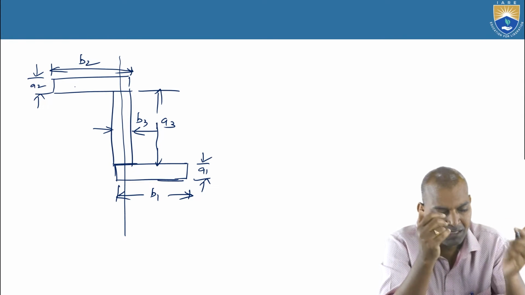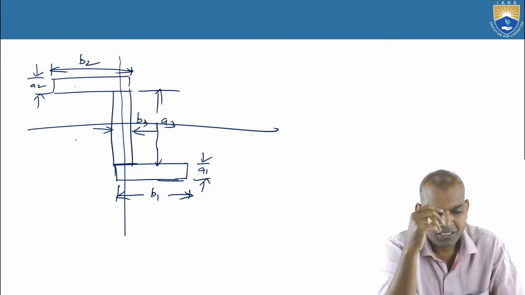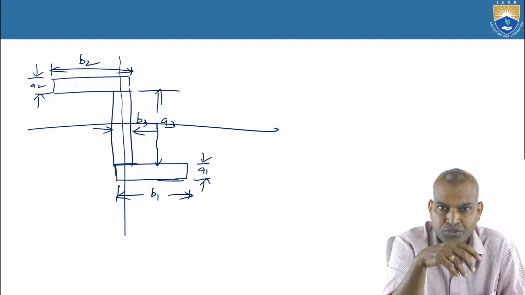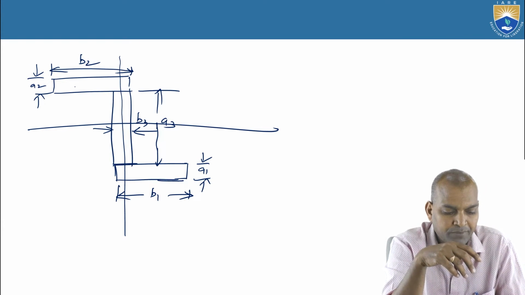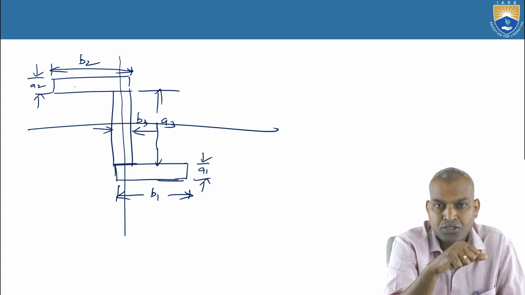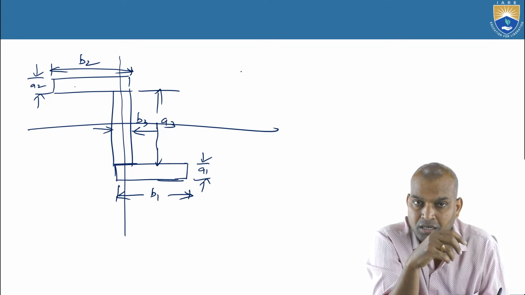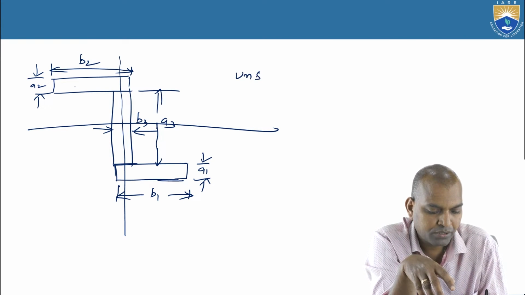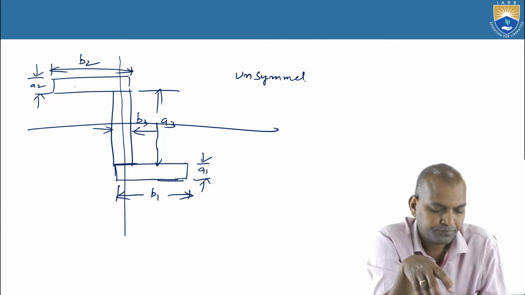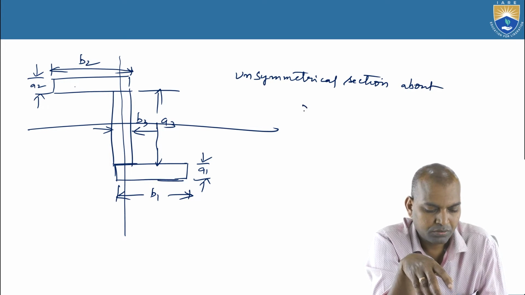And if you fold horizontally, it is not equal geometry because the left side is different from the right side portion. The top and bottom portions are both not equal. It has a different geometry. That's why it is unsymmetrical about both the x and y axis. It is an unsymmetrical section.